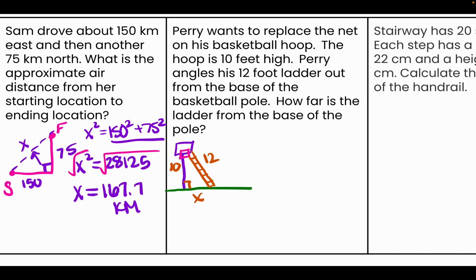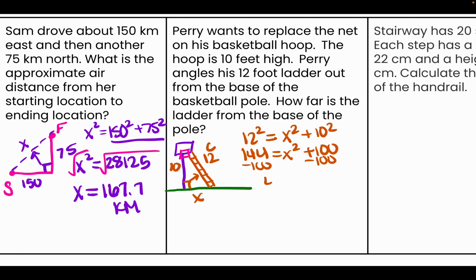So here's our x. Across from our right angle is our c. So that means that x is like our a. So we have 12 squared equals x squared plus 10 squared. So 144 equals x squared plus 100, minus 100. So we get 44 equals x squared. Take the square root of both sides. x is equal to 6.6 feet.